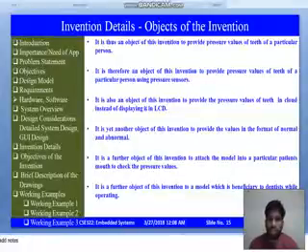It is thus an object of this invention to provide pressure values of the teeth of a particular person. It is therefore an object of this invention to provide pressure values of teeth of a particular person using pressure sensors. It is also an object of this invention to provide the pressure values of the teeth in the cloud instead of displaying them on an LCD. It is yet another object of this invention to provide the values in the format of normal and abnormal.